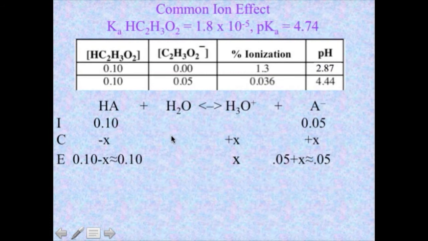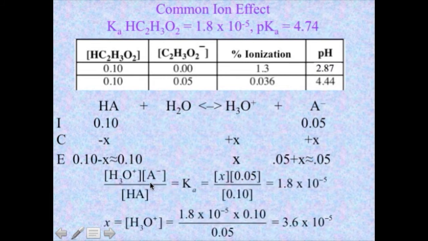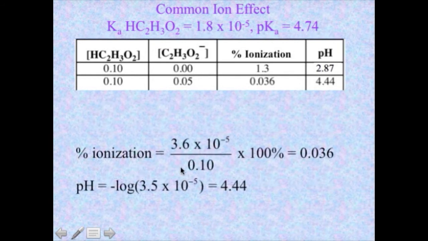Now, if we approach this using the ICE equation and the mass action equation, and avoid the Henderson-Hasselbalch equation approach, we write out the ICE equation, make our approximations to the initial amounts of weak acid and conjugate base, plug those into the mass action equation, and solve for the hydronium ion concentration. And lo and behold, we get hydronium ion concentration of 3.6 times 10 to the minus 5. So the percent ionization becomes that value divided by 0.1 times 100%, or 0.036%. And the pH is the negative log of 3.5 times 10 to the minus 5, or 4.44.